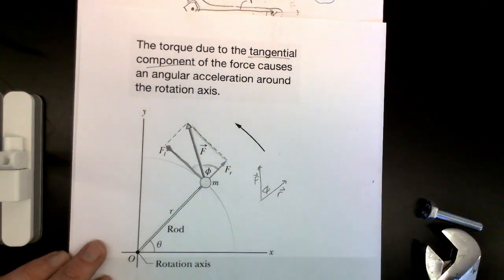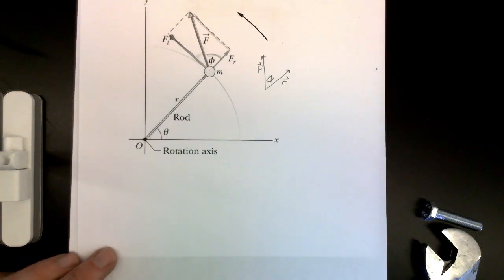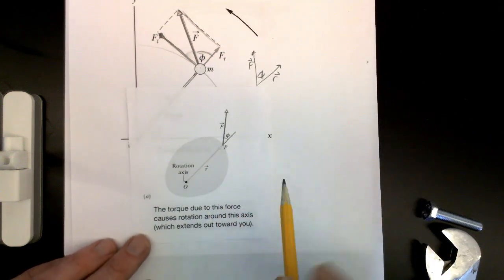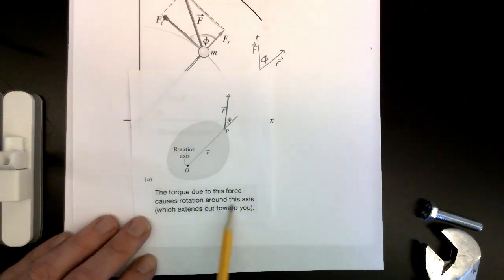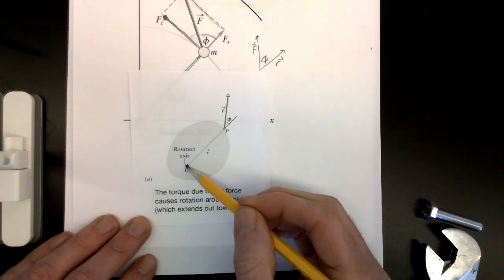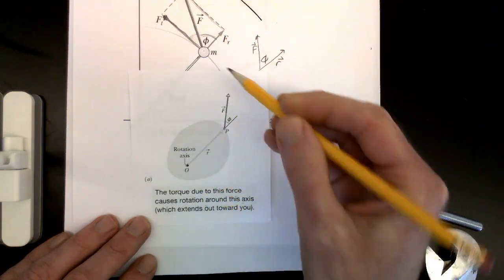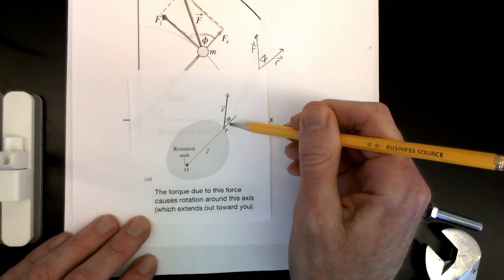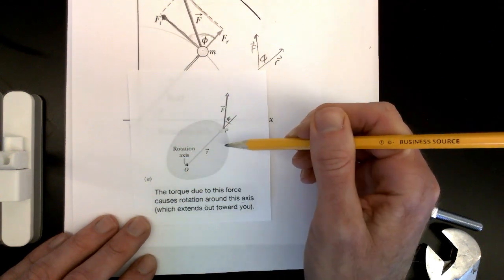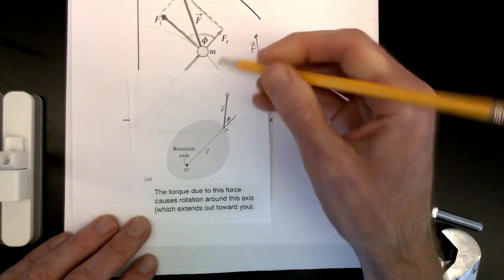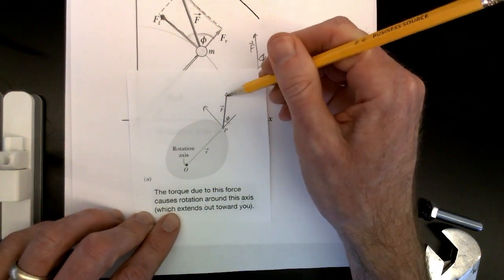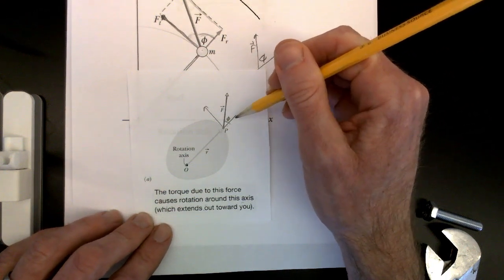Okay, and a couple of the diagrams in the book to check out right here. This one says the torque due to this force causes a rotation around the axis. So my rotational axis is here, which extends towards you. Here's my force, there's the angle between them, right? So the torque is going to cause a rotation this way. If I want to figure out the magnitude of the torque, I'm going to need to find the tangential component of this force right there, right?